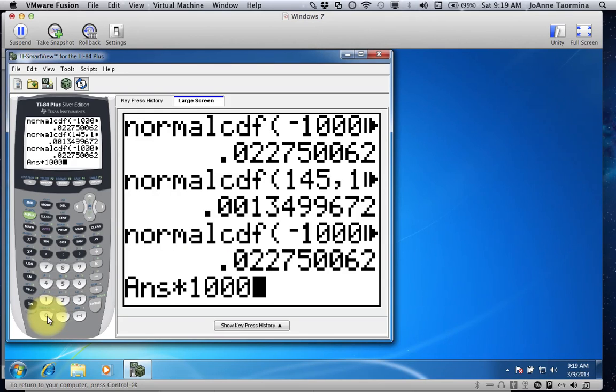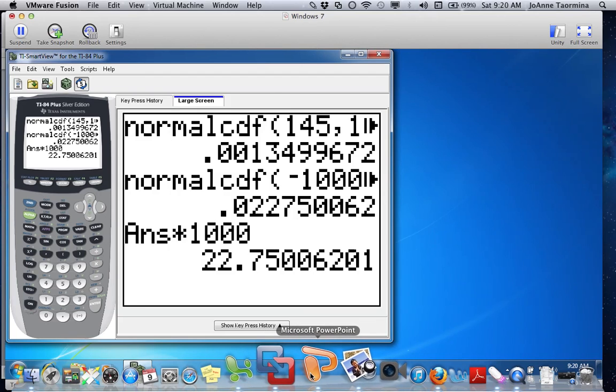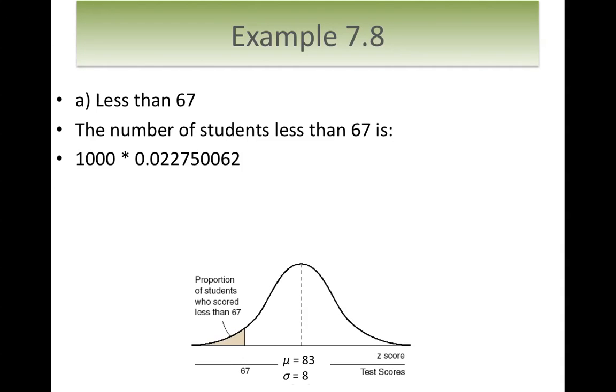So if you just press multiply by 1000 after you get your answer for the proportion, you'll arrive at the number of students. Now, since we're talking about students here, it's not going to make sense to leave it as a decimal. So I'm going to ask you to round using normal rounding rules to the nearest whole number. So this becomes 23 students. Okay, so we'll multiply 1000 times the proportion, and that will give us 23 students.